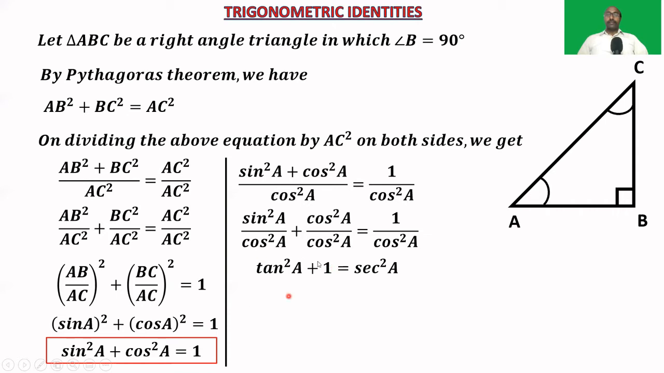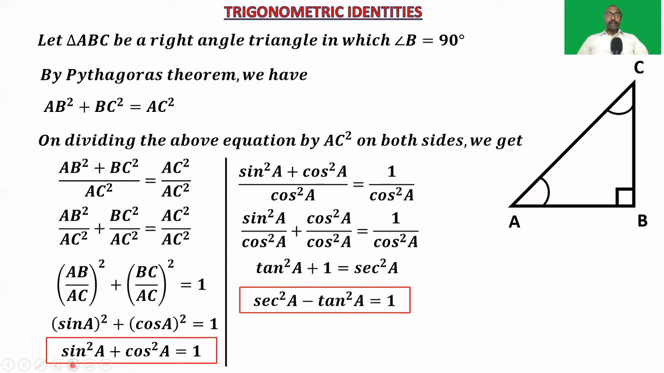Now, by transferring this tan square A to the right side, we can write sec square A minus tan square A is equal to 1. This is also a very important trigonometric identity.